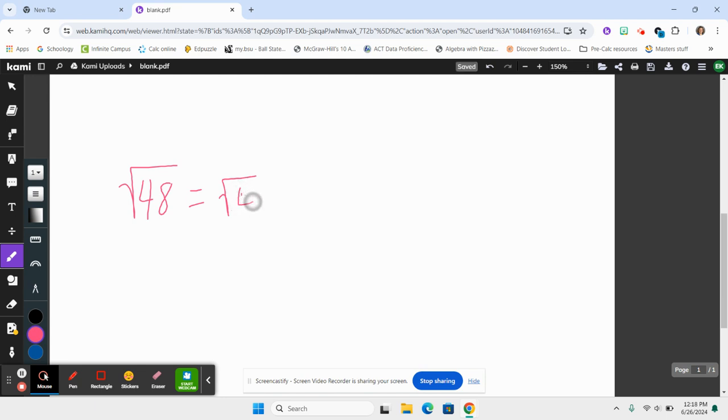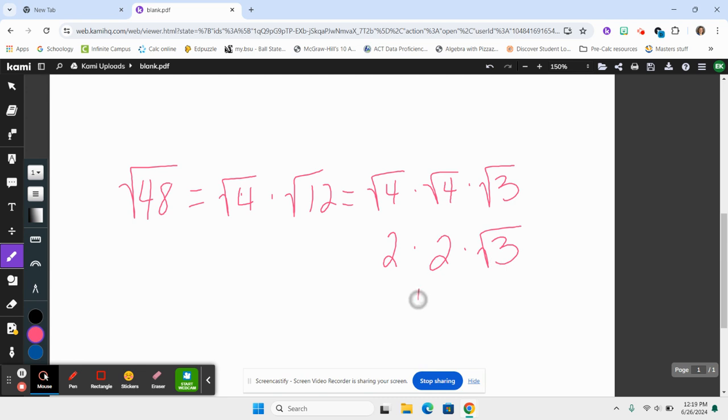The square root of 48 is the square root of 4 times the square root of 12. But now I'm looking at 12, and I know that 4 also goes into 12. So maybe I should rewrite this as the square root of 4 times the square root of 4 times the square root of 3, okay? Because 4 times 4 times 3, or 4 times 12, is what gives me the original 48. Now, square root of 4 and square root of 4 are both 2, so now I have 2 times the square root of 3, and 2 times 2 is 4. 4 square root of 3.